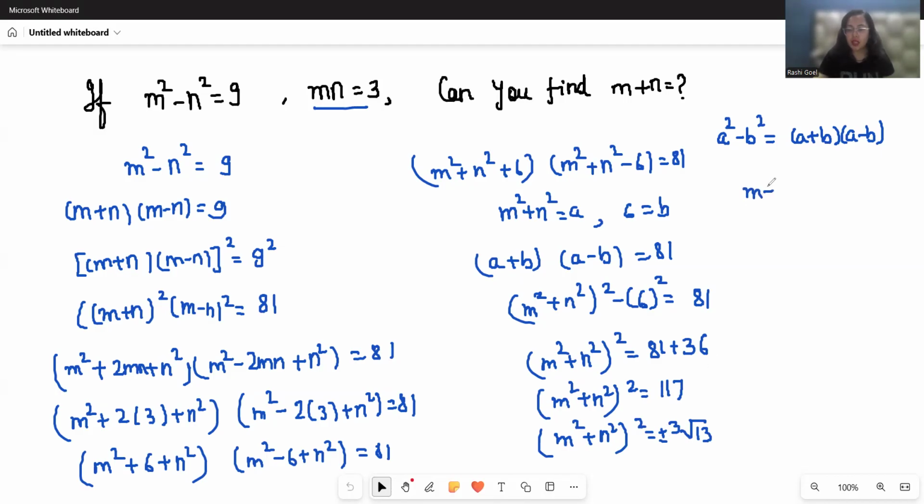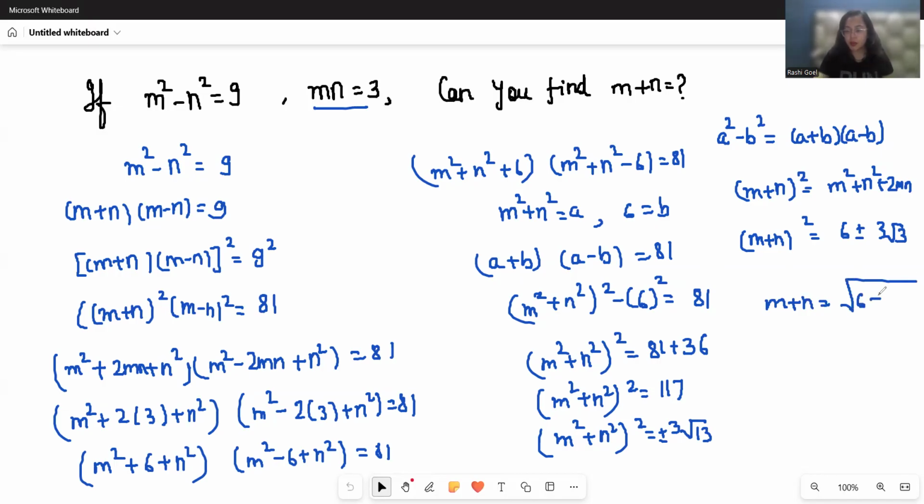Now m plus n whole square is equal to, we know that, m square plus n square plus 2mn. So m plus n whole square is equal to m square plus n square, which is 3 root 3, and 2mn is 6 because mn is 3, so 3 times 2 is 6. So it is 6 plus minus 3 root 3. Now m plus n, if we square root both sides, is square root of 6 plus minus 3 root 3.